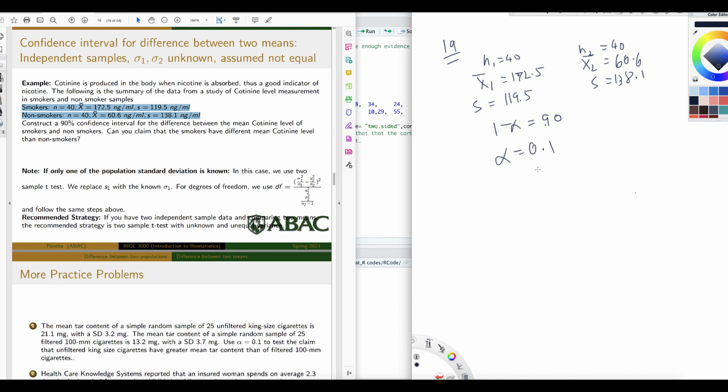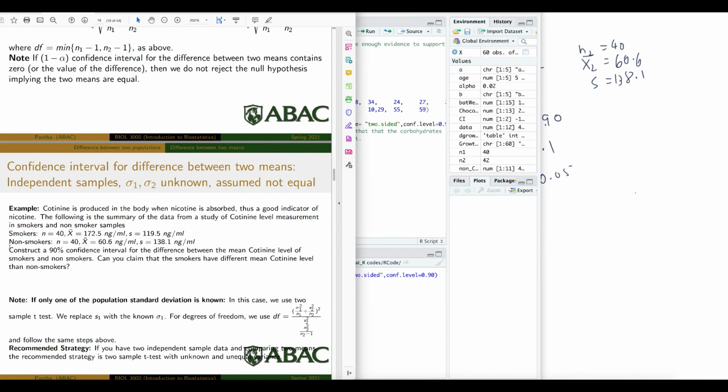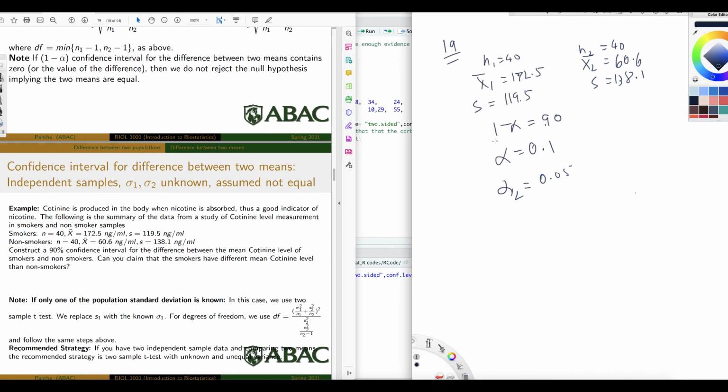And then what do you do? So alpha is 0.1, and so what will be alpha half? Alpha half will be 0.05. It says construct a 90% confidence interval for the difference between the mean cotinine level of the smokers and non-smokers. Can you claim that the smokers have different means? So this is a two-tailed test. So what I'm going to do here is construct a two-sided confidence interval, and if that confidence interval includes 0, then we do not reject. If it does not include 0, we will reject. Okay guys, so these are the given things.